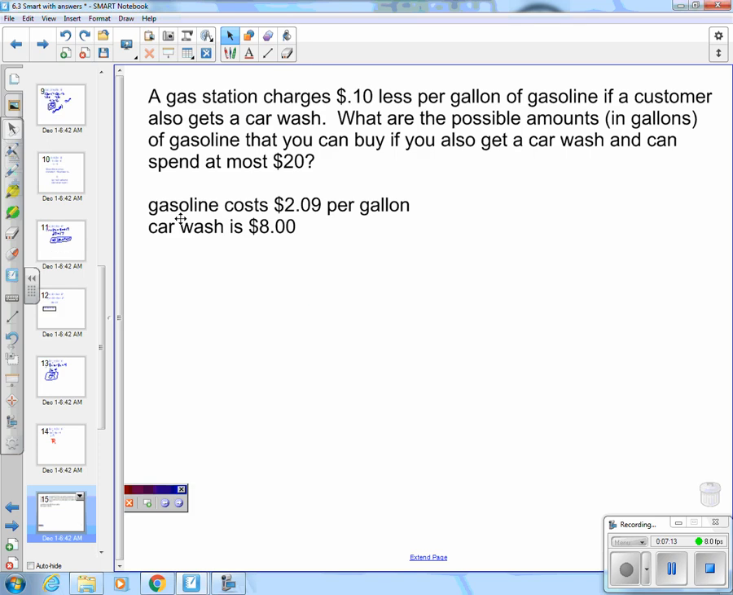We have a gas station charging 10 cents less per gallon of gasoline if a customer also gets a car wash. What are the possible amounts in gallons of gasoline that you can buy if you also get a car wash and can spend at most $20? Gasoline costs $2.09 per gallon, and your car wash is $8. And remember, you spend at most $20.